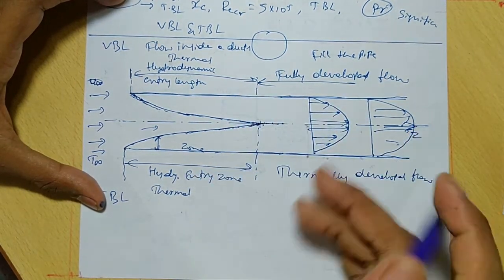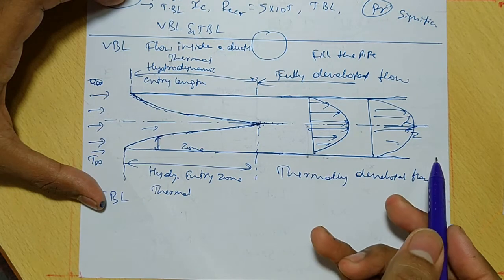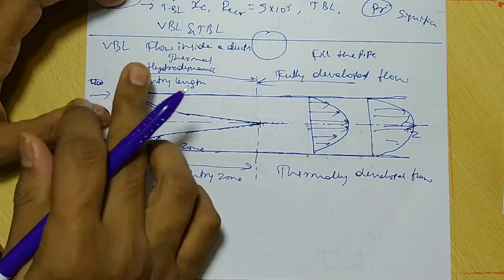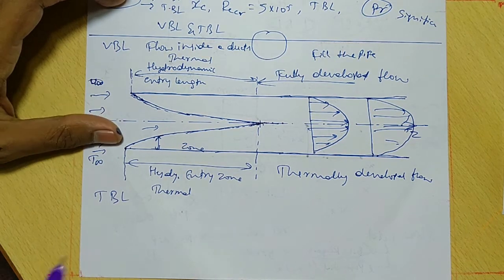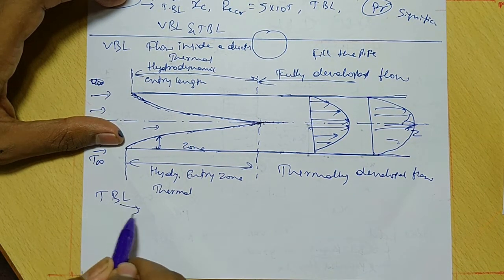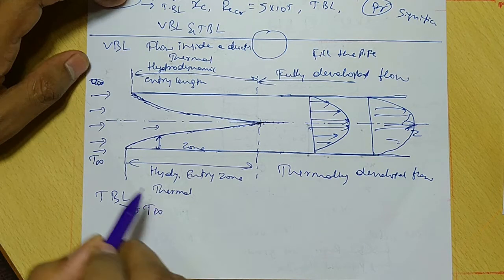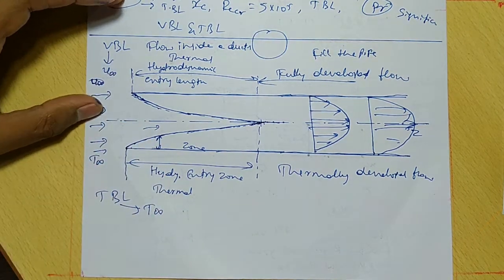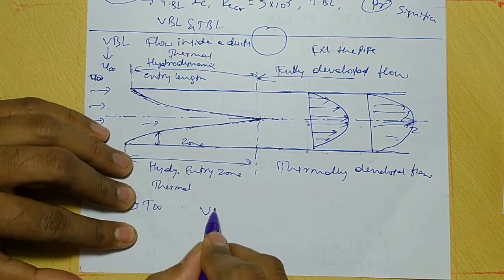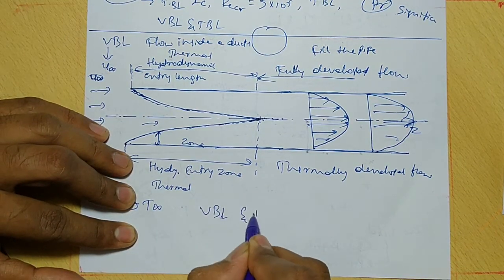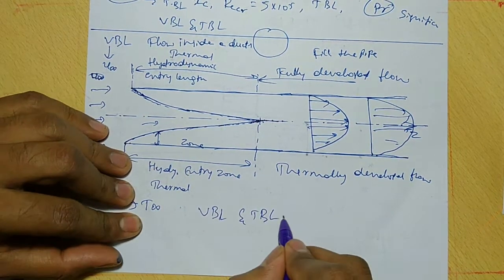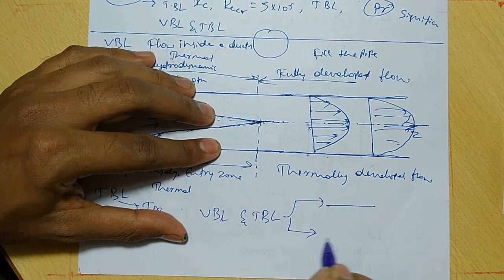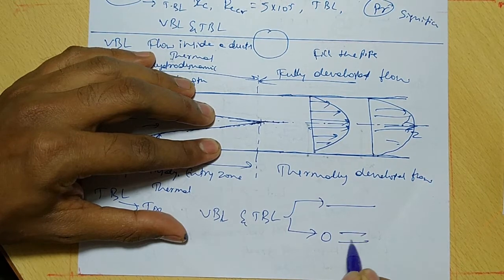This means after this zone, once again the temperature profile will be the same, but before this zone the temperature profile is not the same. It is almost the same thing, but be very careful: when you are talking about the TBL, you should be talking about T infinity. When you talk about the VBL, you should talk about U infinity. Now we discuss the VBL and TBL for flow over plates and flow inside ducts.